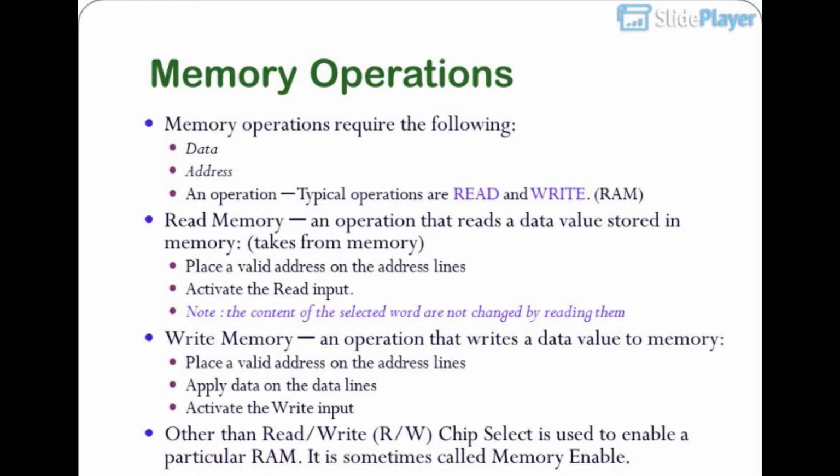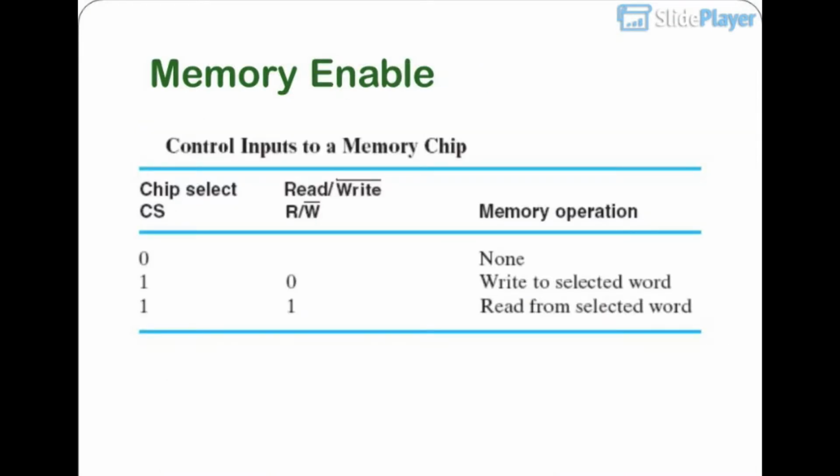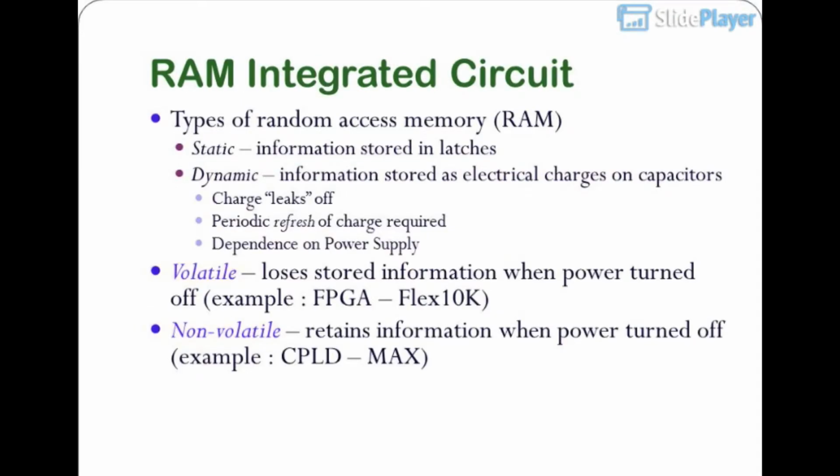Write memory is an operation that writes a data value to memory. Apply data on the data lines. Activate the write input. Other than read/write, R/W, a chip select is used to enable a particular RAM. It is sometimes called memory enable. RAM integrated circuit.